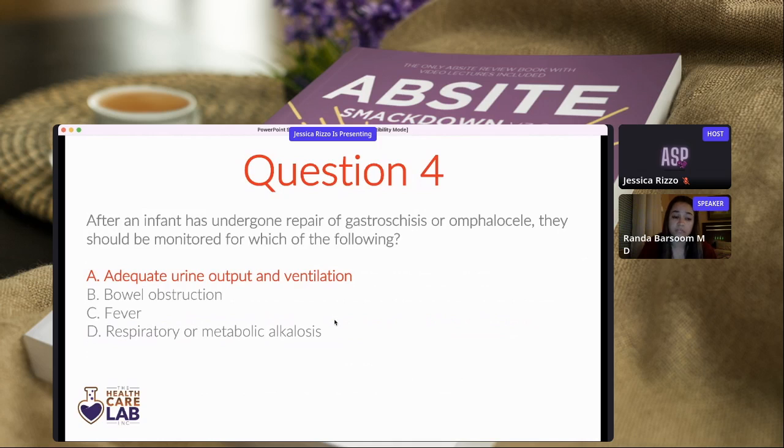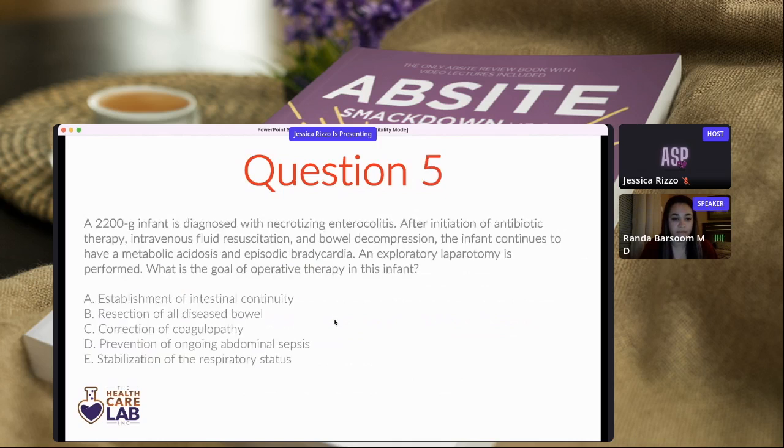it becomes more difficult to ventilate. So adequate urine output and ventilation. This is a third order question that is asking you to first diagnose what the issue is, and then second, identify the symptomatology leading to that diagnosis. Next. I think so. Last question.